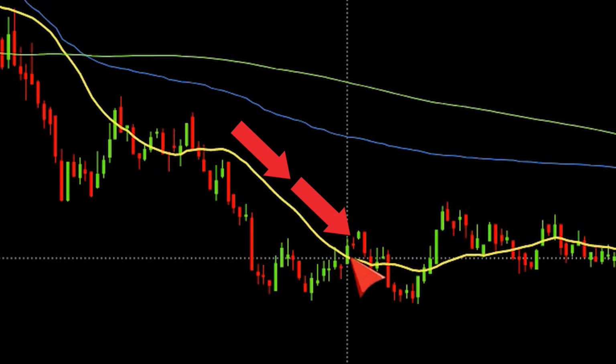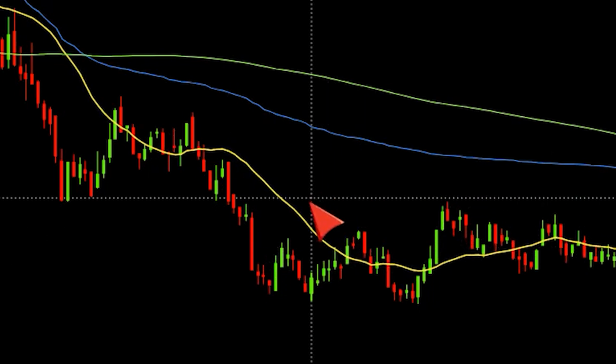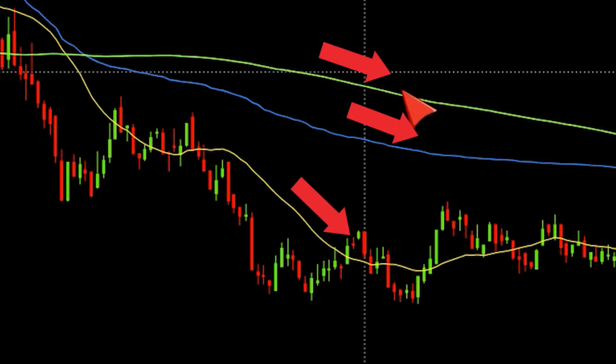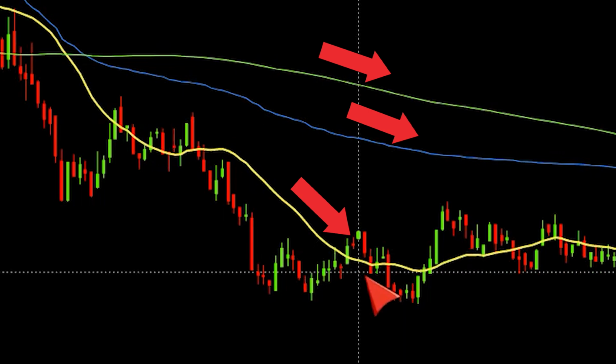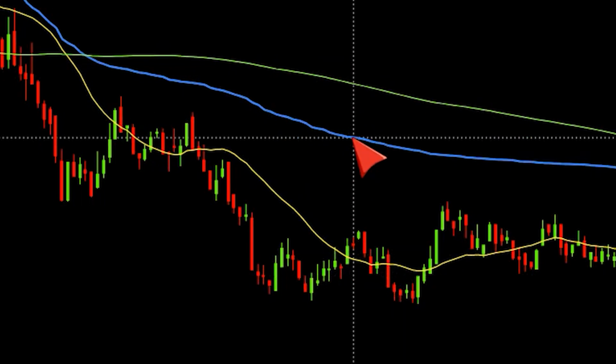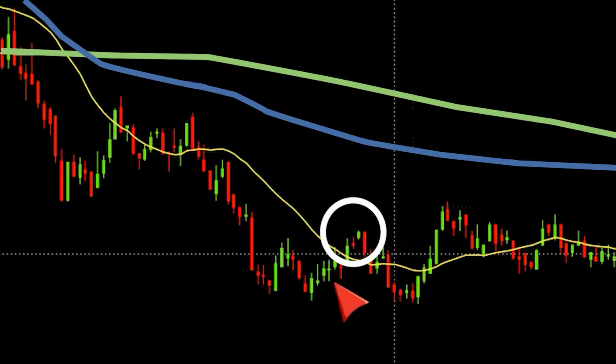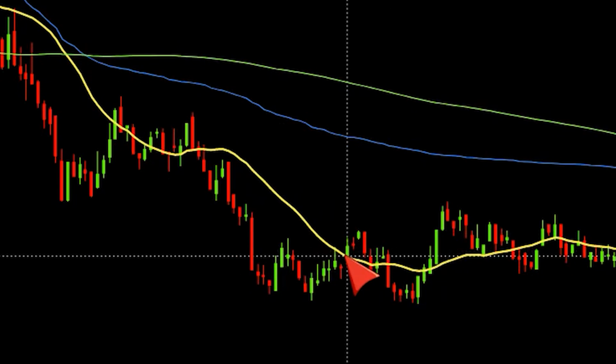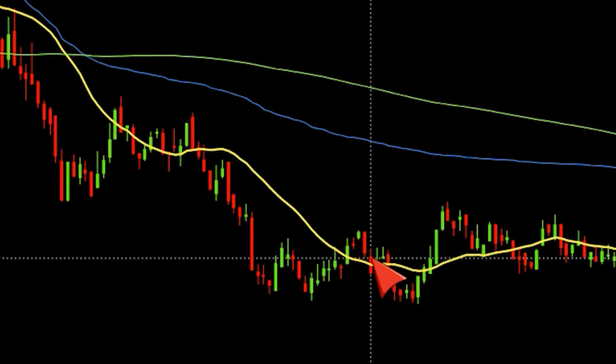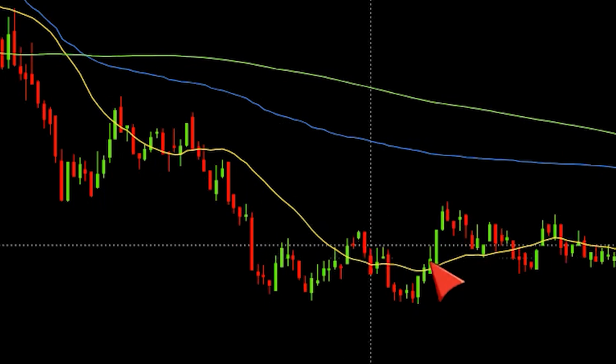So if you wanted to enter this trade and you're looking here, you have a downward slope on all 3 of these. And on top of that downward slope, you're below 2 of them. So this would not be an optimal spot to buy. But if you're looking to buy it, at least you're above this.